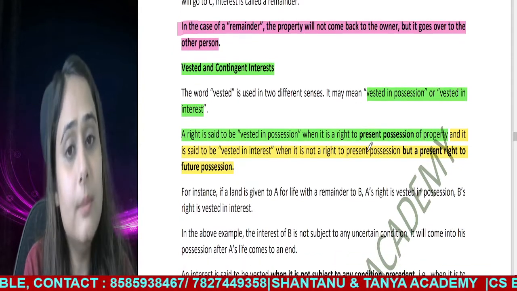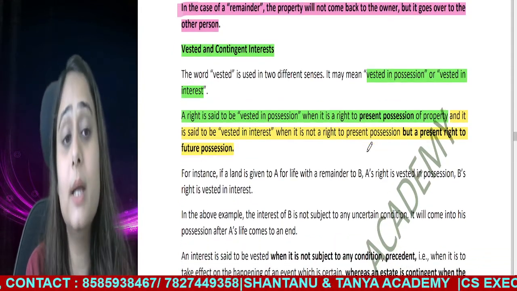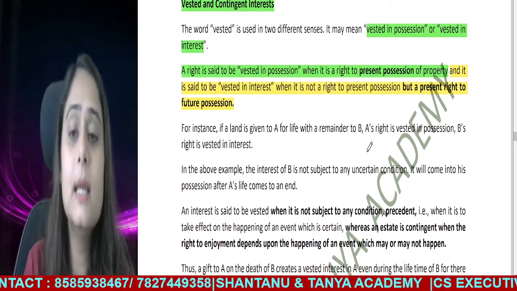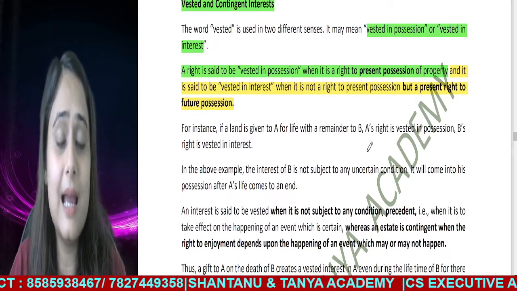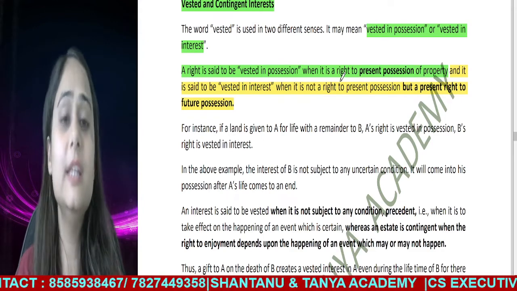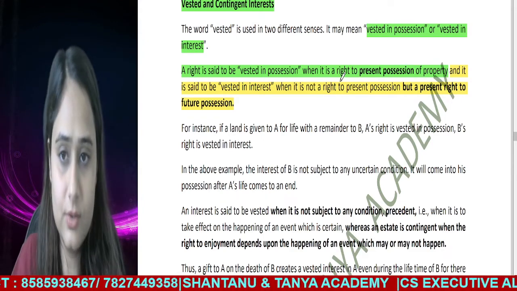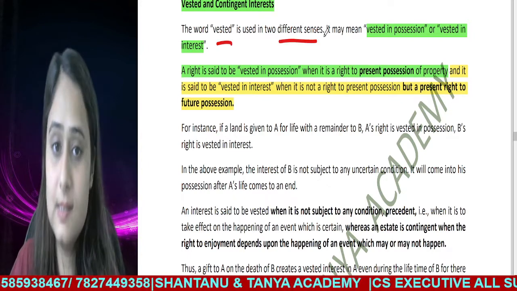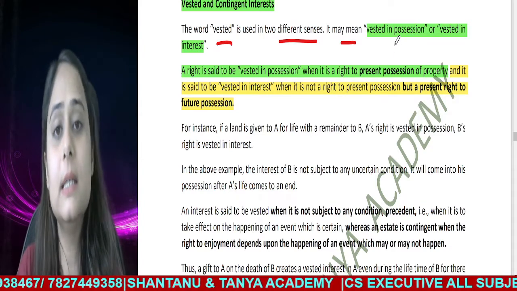So in case of remainder, property will not come back to the owner, but it goes over to the other person. Correct? Now, second differentiation is in regards to vested and contingent interest. Now comes another very important differentiation between the vested and contingent interest, right? So the word vested is used in two different senses. It may mean vested in possession or vested in interest.